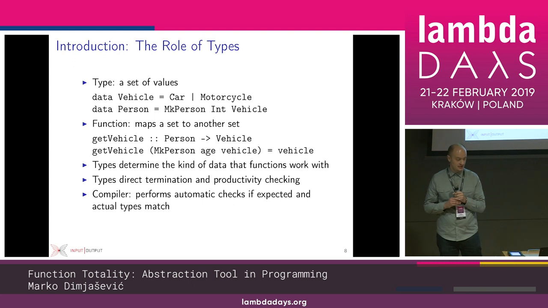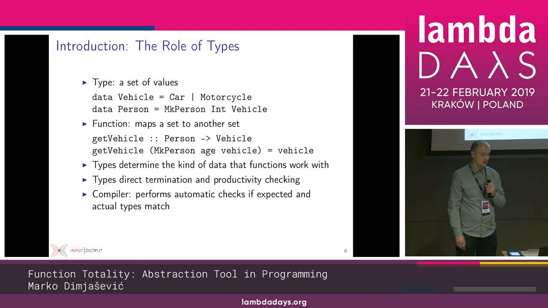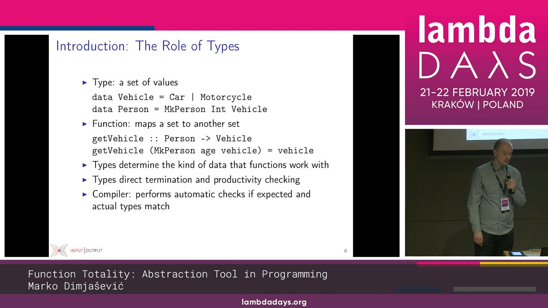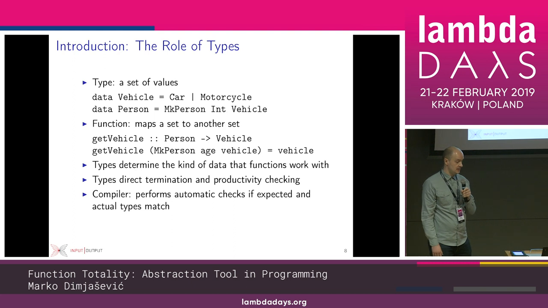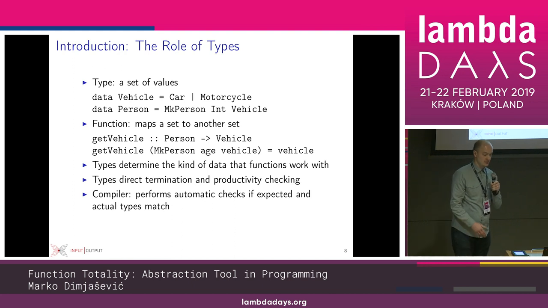So briefly about types, you can see them as sets in mathematics. So here is a simple example. We can create a type called Vehicle that has two possible values, a car or a motorcycle. And from there, we can build a more complex data type, a Person, which has only one data constructor. Let's call it MakePerson. And it can receive two arguments. One is an integer, let's say the age of a person, and a Vehicle argument, meaning this person can own either a car or a motorcycle.